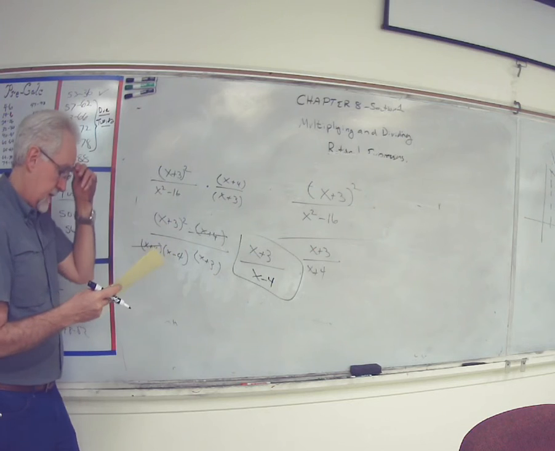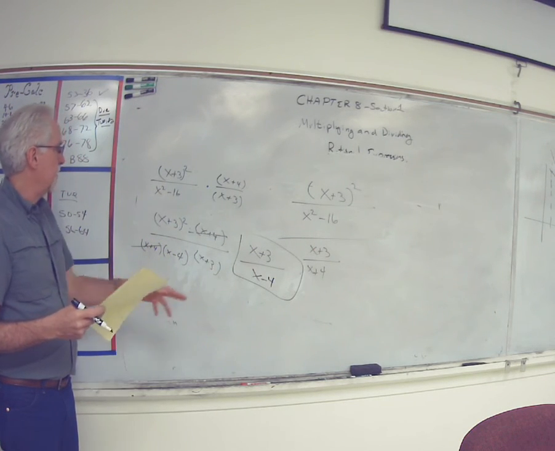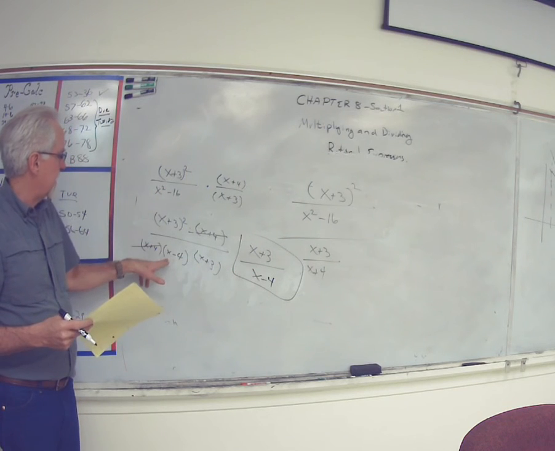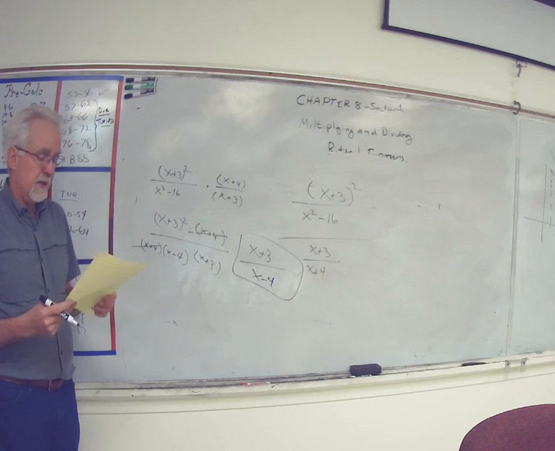Boom. You see that? And then you do the restrictions. You would say x can't equal 4, x can't equal negative 4, and x can't equal negative 3. You've got to do them all, even the ones that came out. All right?